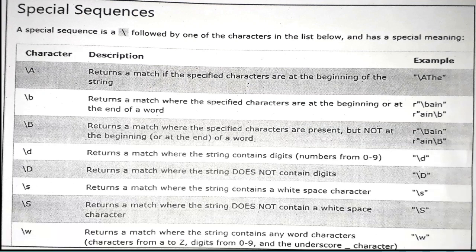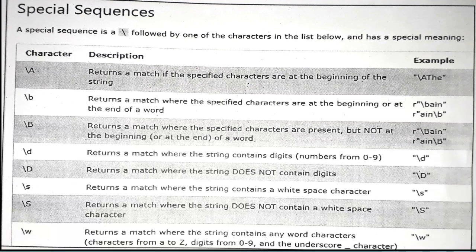Then we have slash capital B. So whatever functions are performed by slash small b, exactly the opposite functions will be performed by slash capital B. So if we are writing slash capital B, it means the string should not start with an, and like an slash B means the string should not end with an. So if there is a specific string which is not ending with an, then it will return the answer as true, or return that the match is found.